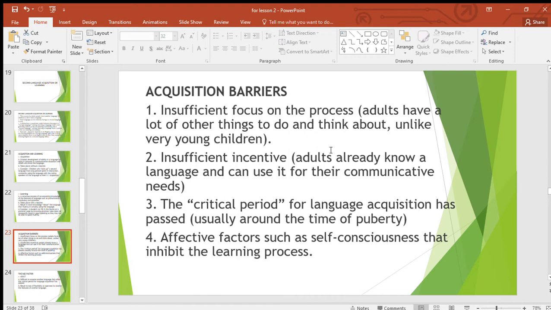Next, insufficient incentives, again in adults. Adults already know a language and can use it for their communicative needs. Or here in our usual setting, let's say those who did not go to school, those adult people, they already know Tagalog. Why do they need to learn English if they will not use English at all in their everyday life?